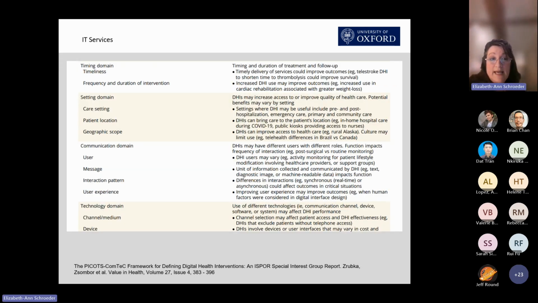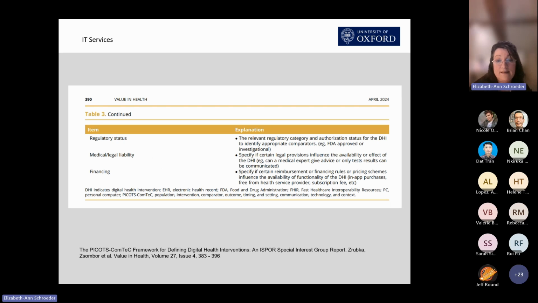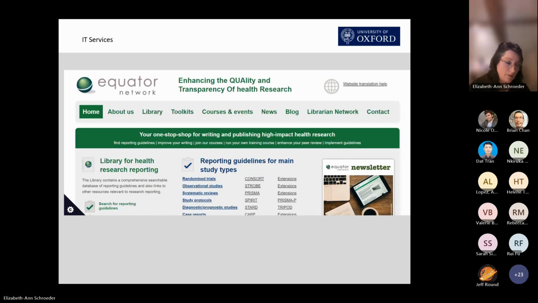Furthermore, it looks at the implications for the timing and the benefit of the timeliness of the device, such as timely delivery of services could potentially improve outcomes, the setting domain and the interaction of the geographic location, the patient's location and the care setting, and aspects around communication domains, technology domains, finance, regulation, and medical liability. So these updated frameworks are included in the Equator Network for enhancing the quality and transparency of the research, which comes highly recommended for economic evaluation.